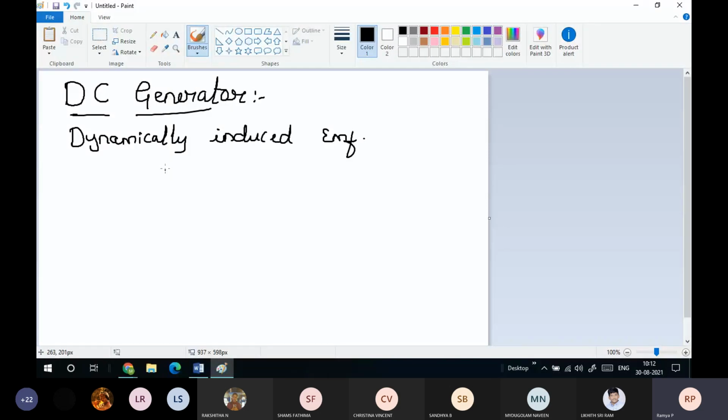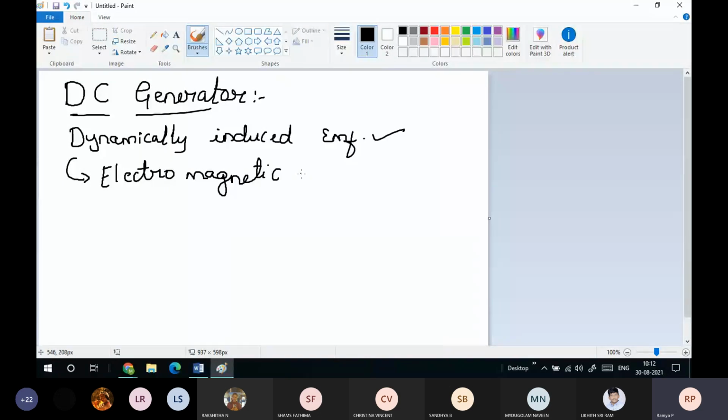How is this dynamically induced EMF induced in the system? That is mainly because of the principle of electromagnetic induction. It is very simple, no?